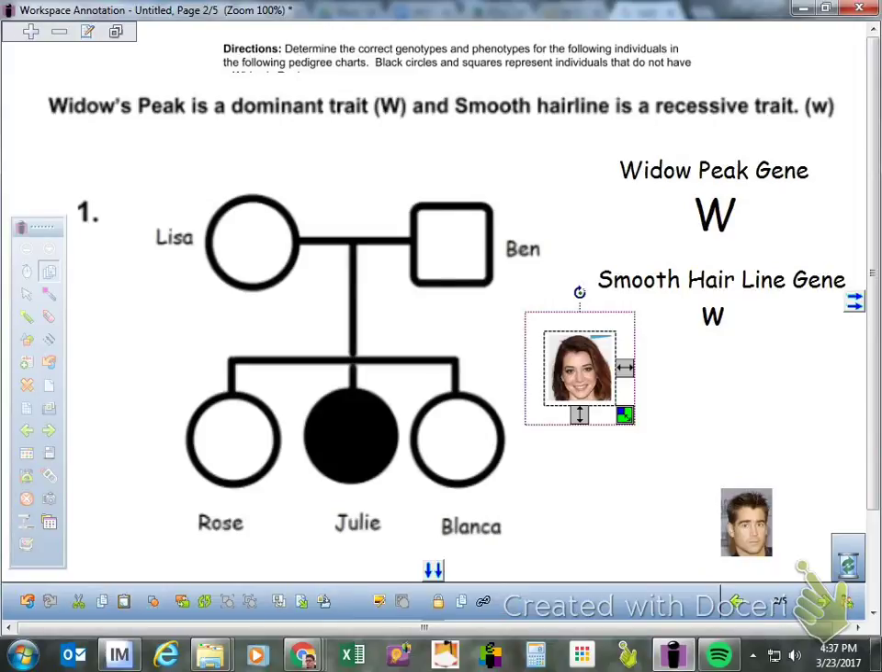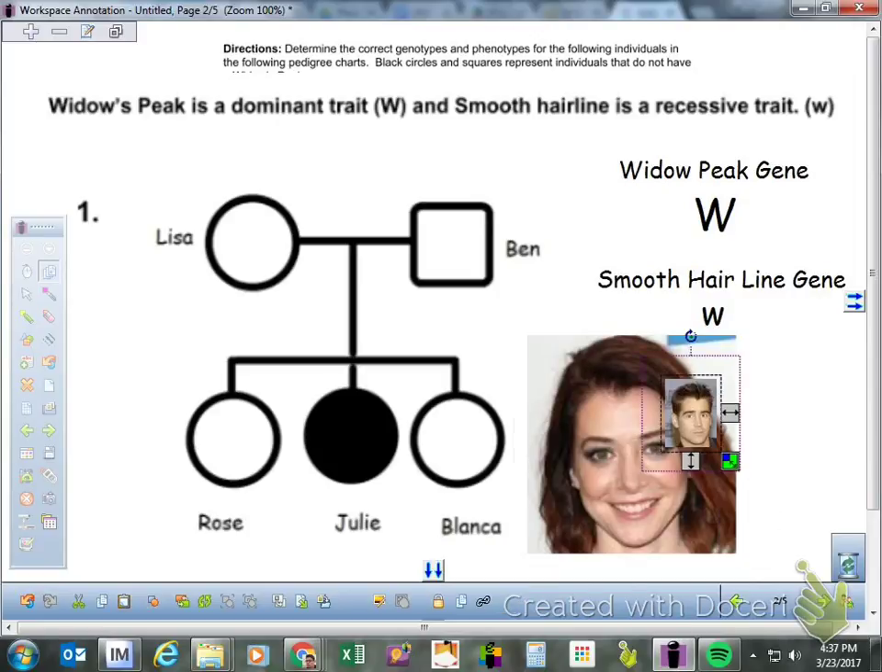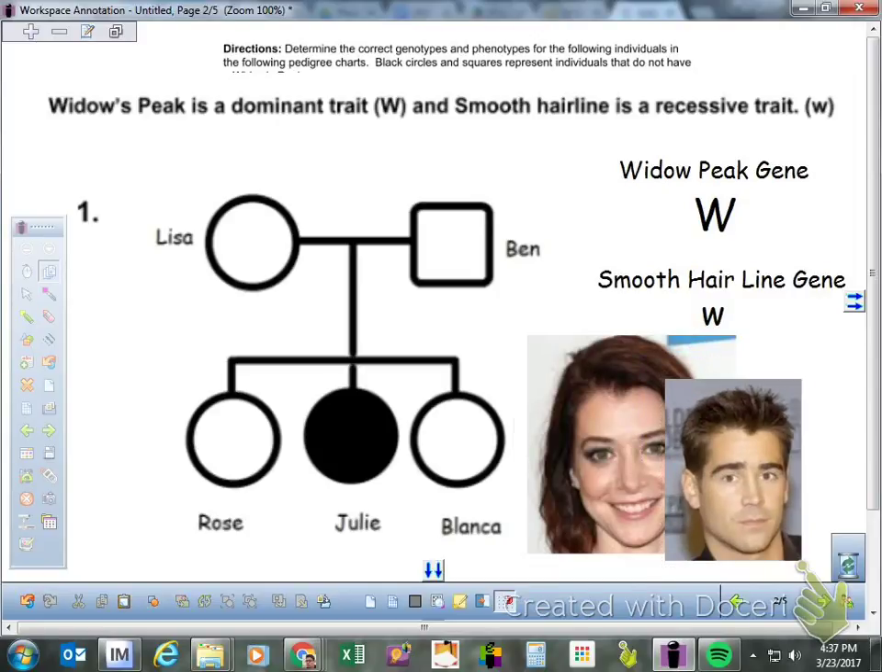Right, so what does a widow's peak look like? See this little part right here that is kind of like triangular? That's a widow's peak, okay? And you can have it in guys and you can have it in girls. So here's a guy with the widow's peak. See, it's that triangular part, okay?